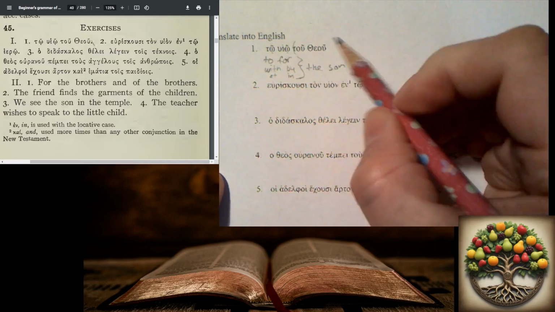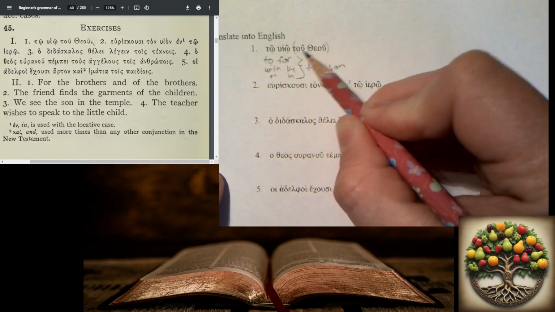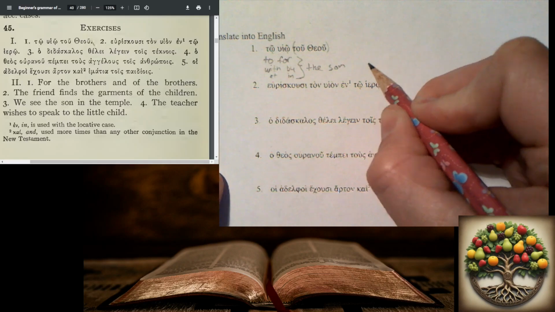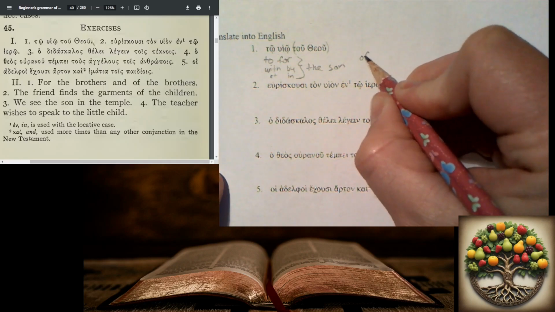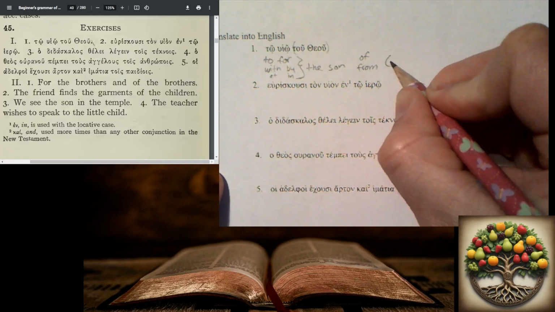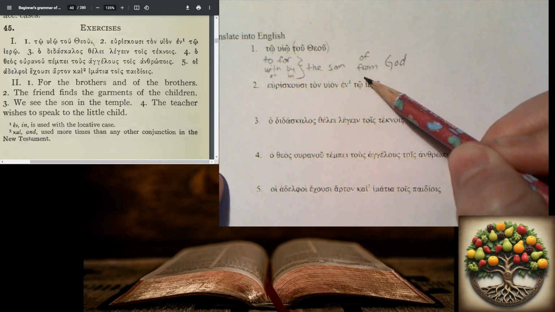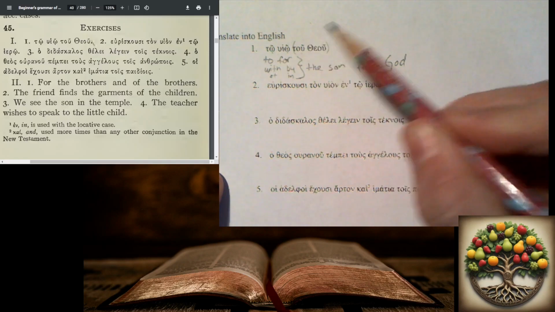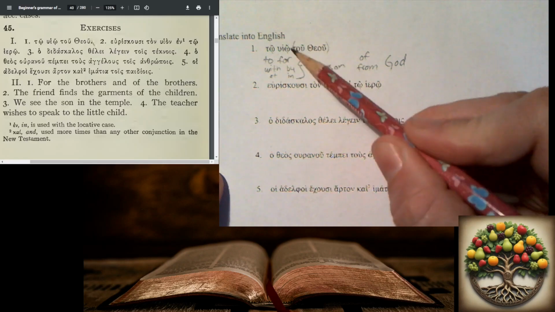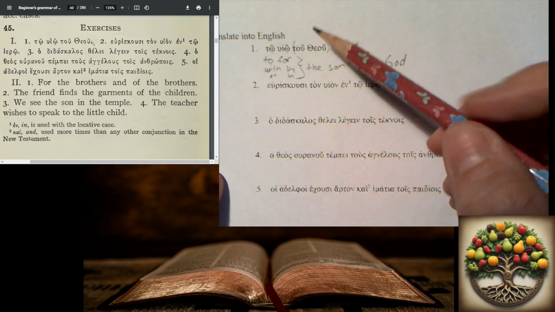And here we have the God, and it is in the genitive or the ablative. Again, we don't know. It is either of God or from God. Now, in this case, we don't actually translate the word the sun, the God. This is something that you'll get used to, and it'll take practice in knowing.